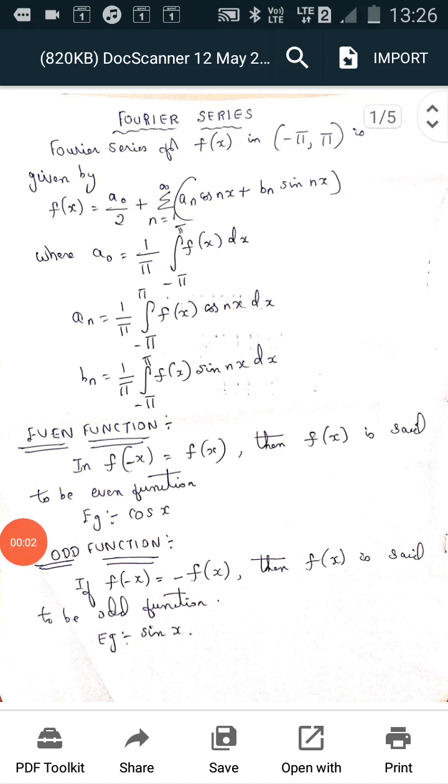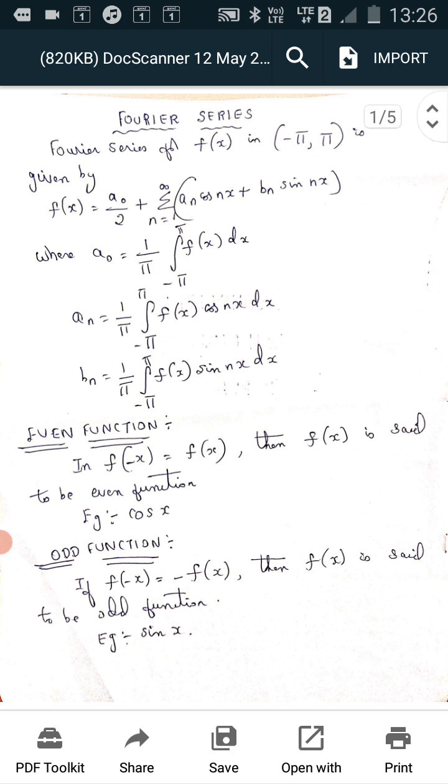Good morning everybody. In this video, we shall discuss the introduction to Fourier series and their related formulas, and a simple problem based on this result. So first, the formula for Fourier series is given by f of x in the open interval minus pi comma pi.